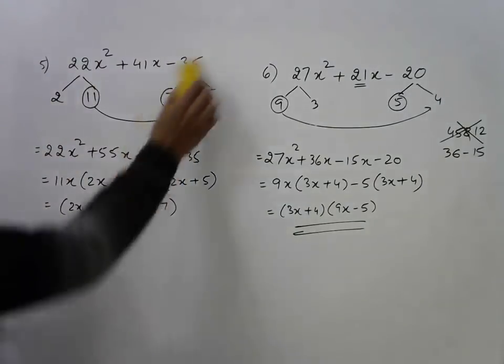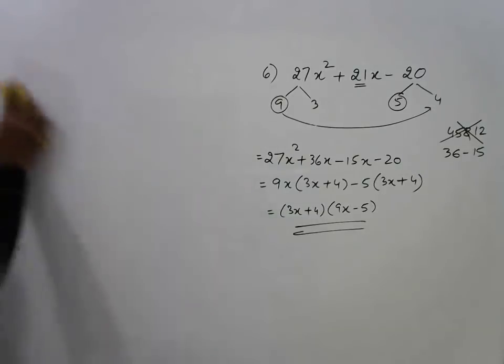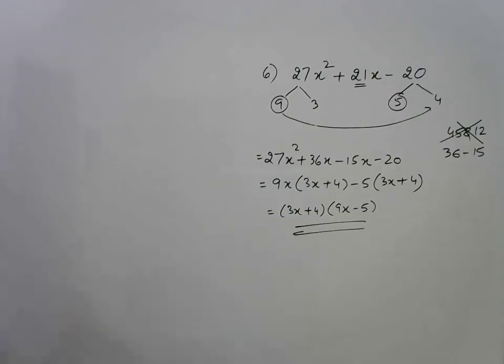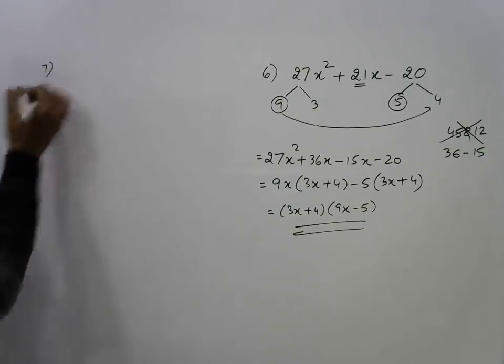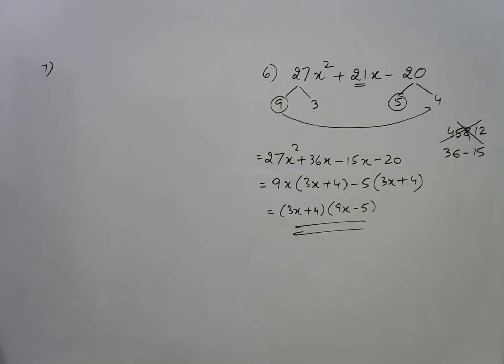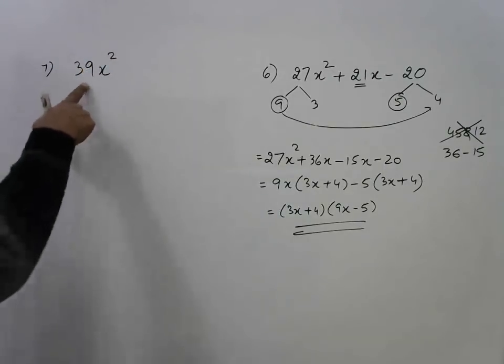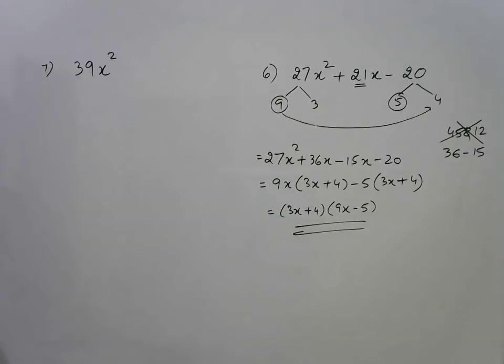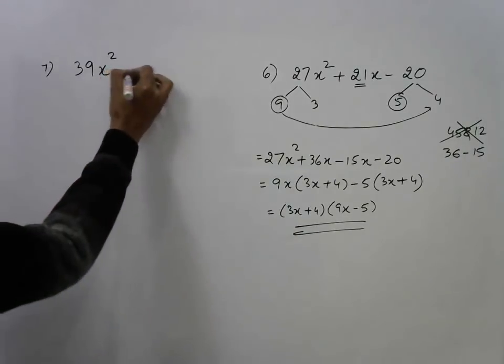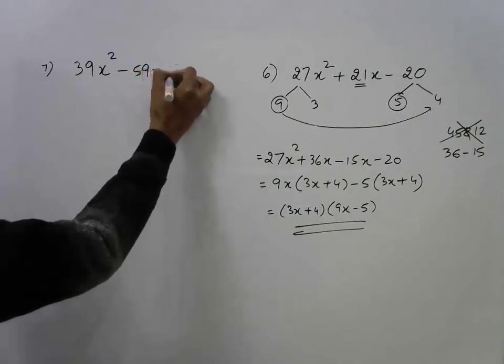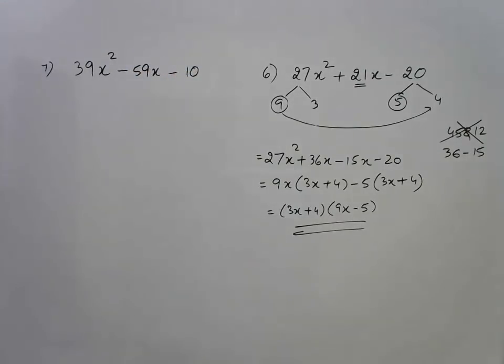So let's see more questions for middle term splitting. The problems are getting complicated now. So let's have the 7th question. Okay, this is 39x square. So I'm increasing the terms now. This is 39 now. Minus 59x minus 10. Okay, little bit difficult, but the answer is not difficult.